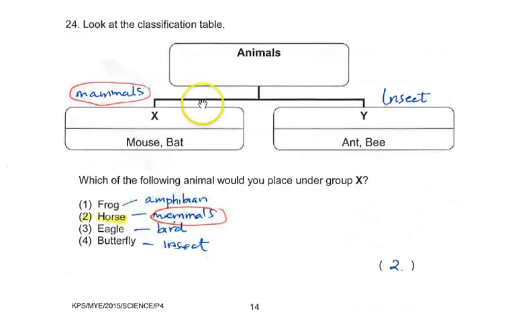How about this? Over here, I could straight away conclude that these are mammals, these are insects. So which of the following would you put in group X here? First is the amphibian, not there. Only horse is a mammal. Okay, the rest are eagle, a bird, and butterfly, an insect. So the answer is 2.